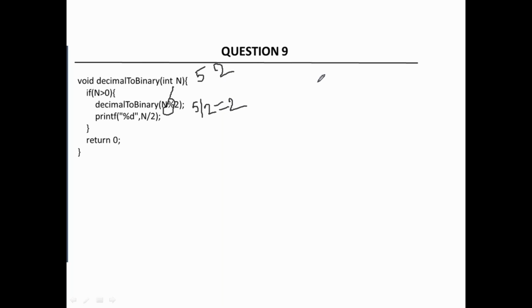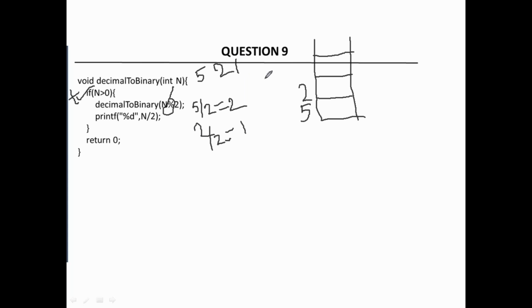Next you should take one stack data structure, like this. Into the stack data structure, all these function calls will be stored. First of all, the function call is stored with value 5. Next, the function call with value 2. The condition checks here, so this is true. Now what happens? 2 divided by 2, you'll get 1. Next, the function call starts with value 1.